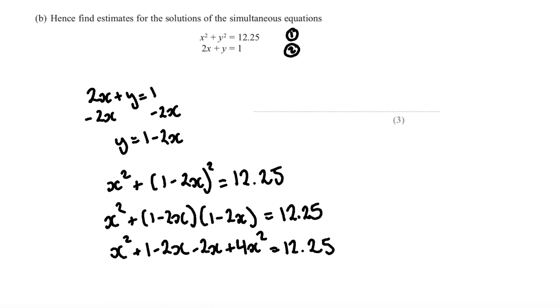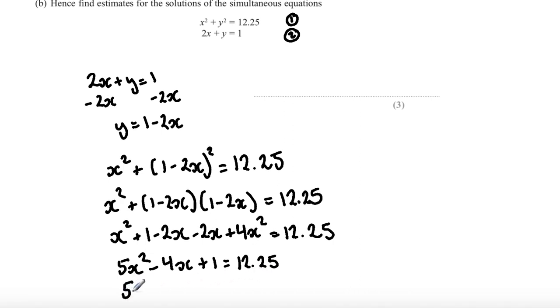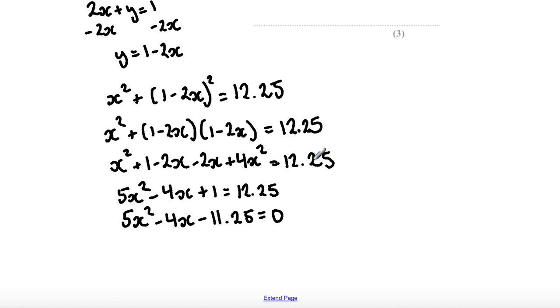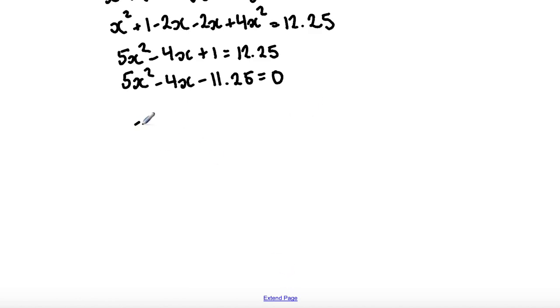Equals 12.25. I'm then going to collect like terms to simplify the equation. So what we should have is 5x squared minus 4x plus 1 equals 12.25. I'm then going to equate the equation to 0 by subtracting 12.25 from both sides. So what we should have is 5x squared minus 4x minus 11.25 equals 0. I'm then going to use the quadratic formula to find the values of x. So let me just write the quadratic formula out. x is equal to minus b plus or minus the square root of b squared minus 4ac, over 2a.